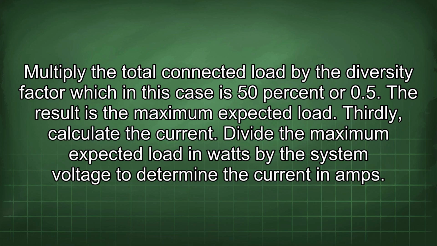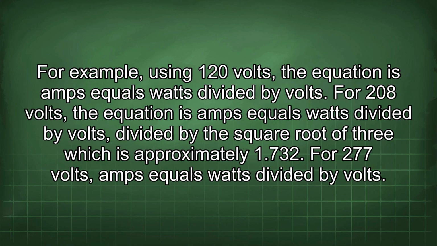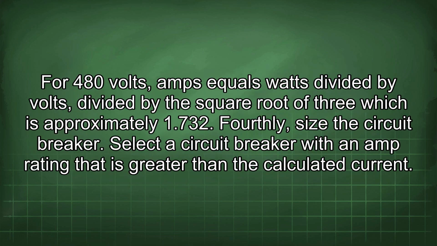Thirdly, calculate the current. Divide the maximum expected load in watts by the system voltage to determine the current in amps. For example, using 120 volts, the equation is amps equals watts divided by volts. For 208 volts, the equation is amps equals watts divided by volts, divided by the square root of 3, which is approximately 1.732. For 277 volts, amps equals watts divided by volts. For 480 volts, amps equals watts divided by volts, divided by the square root of 3, which is approximately 1.732.